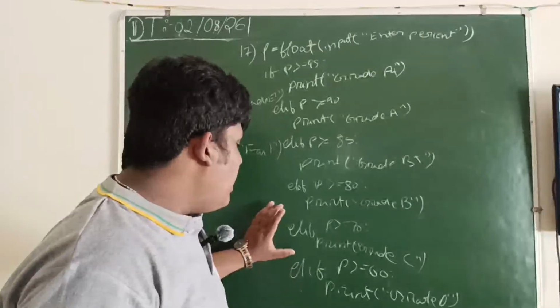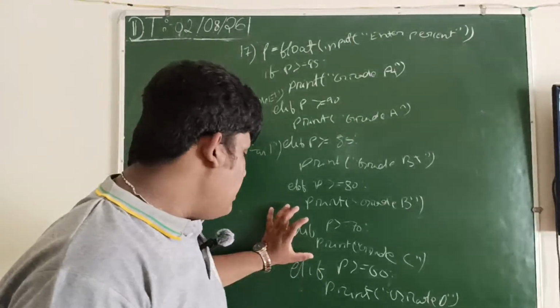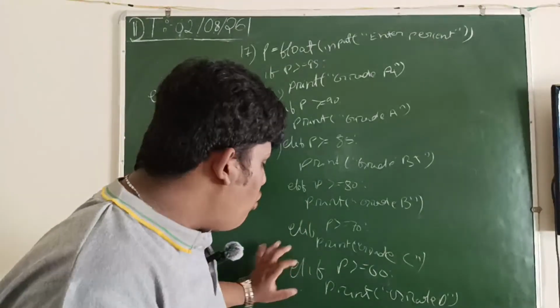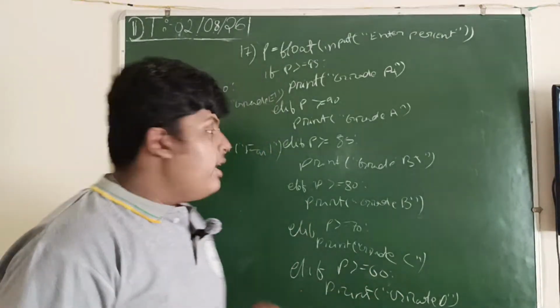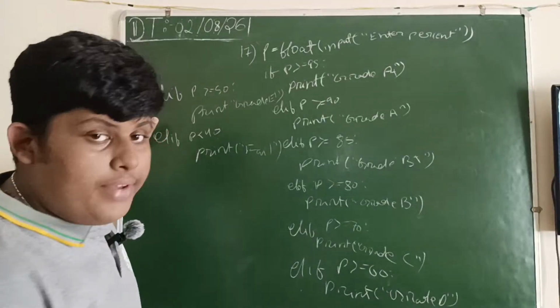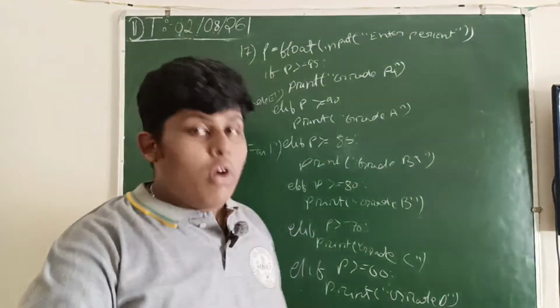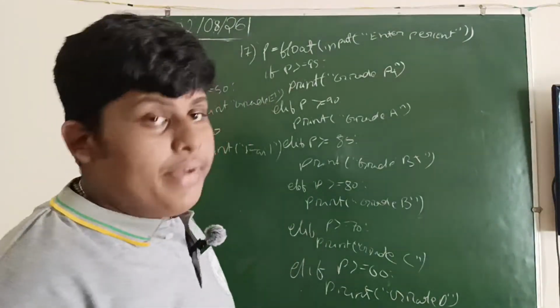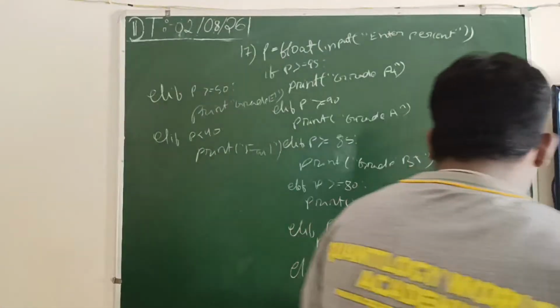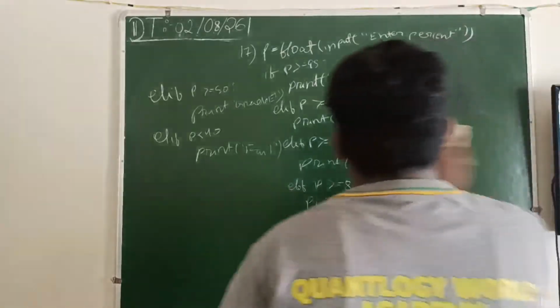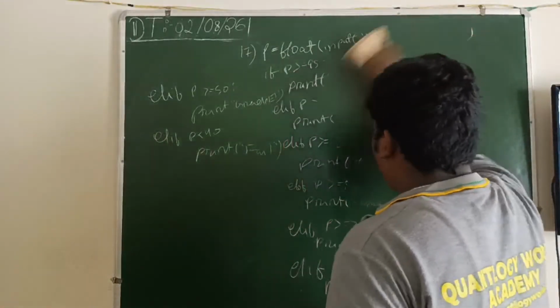If percentage is greater than equal to 70, then the grade is C. And if percentage is greater than equal to 60, grade D. If percentage is greater than equal to 50, grade E. And at last, if percentage is less than 40, then the grade will be fail. So this program is completed. This is a lengthy program but very easy.